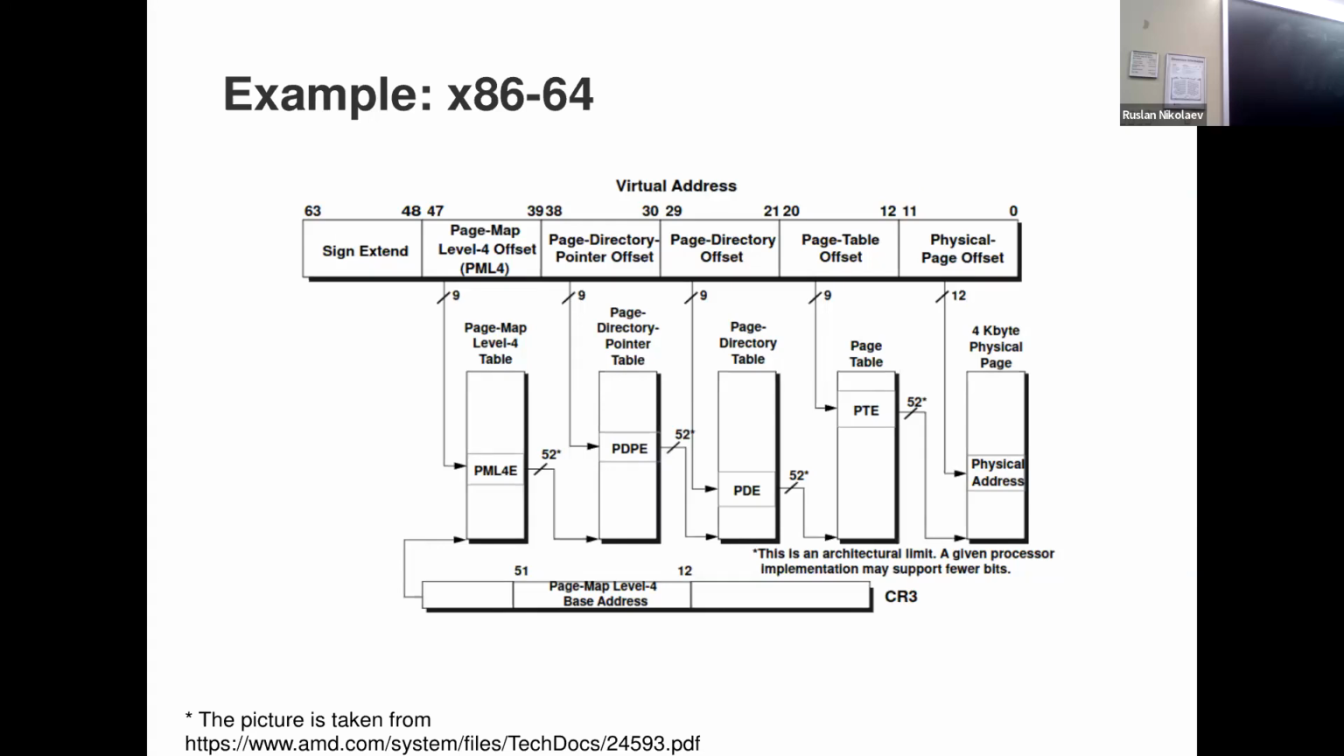So by sign extending, we can create this model where we have low addresses here and high addresses here, and then there is a big gap in between. The gap is actually going to be much bigger than the user and kernel space, because remember we only use 48 bits out of 64 bits. That means the vast majority of addresses we are not using. We are only using 2 to the power 48 out of 2 to the power 64.